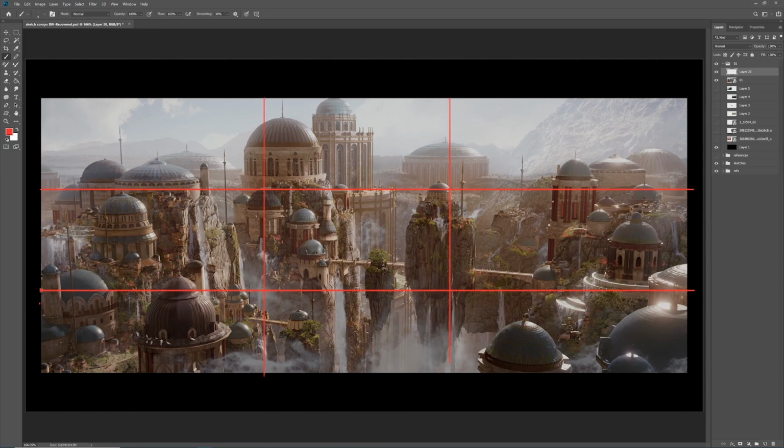with 2 horizontal lines. This is the rule of thirds, and it's like dividing our composition, our canvas, into 9 equal squares. So with this, we have an easier task to put everything in the good place.